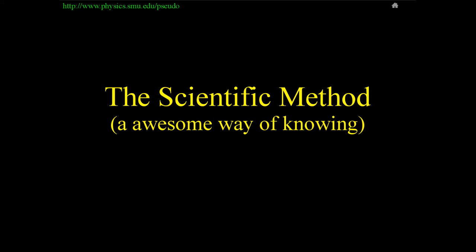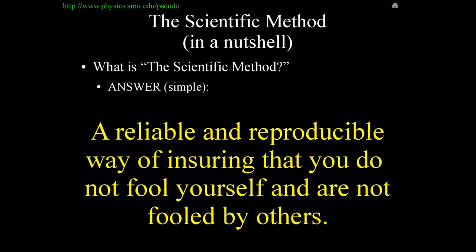So what is the scientific method? Here's the simple answer. If you remember any one thing about the scientific method, this is what it boils down to. It's a reliable and reproducible way of ensuring that you do not fool yourself and that you are not fooled by others. You do not fool yourself and you are not fooled by others. And as you're going to see in this class, you're going to be fooled a lot. People will try to fool you all the time.